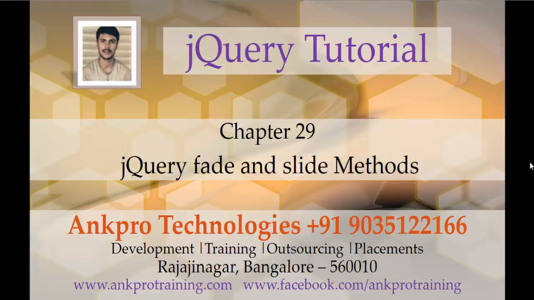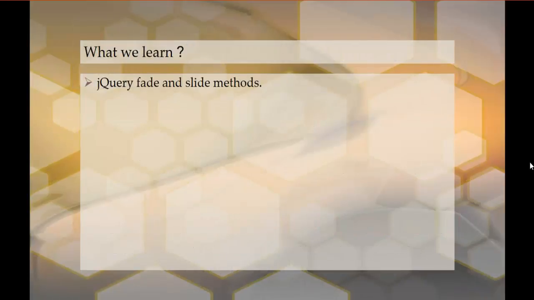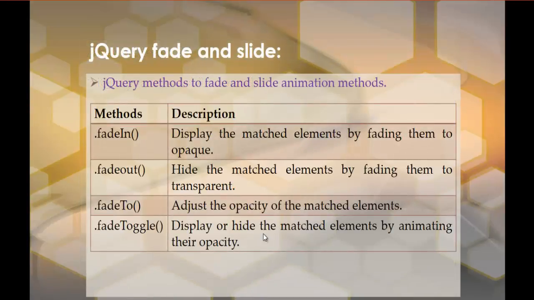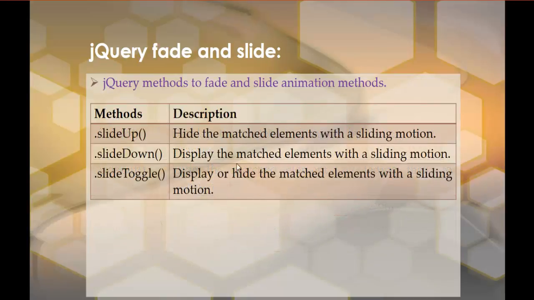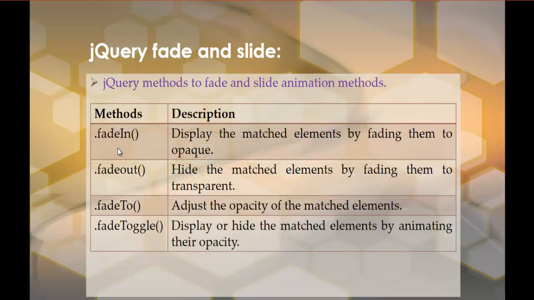My name is Harish. In this session, we're going to learn how to fade and slide the HTML elements on the web page with the help of fade and slide methods. So here comes a list of fade methods. They are fadeIn, fadeOut, fadeTo and fadeToggle. And apart from that, we also have the slide animation methods. They are slideUp, slideDown and slideToggle. As of now, let us understand what fadeIn, fadeOut, fadeTo and fadeToggle mean.